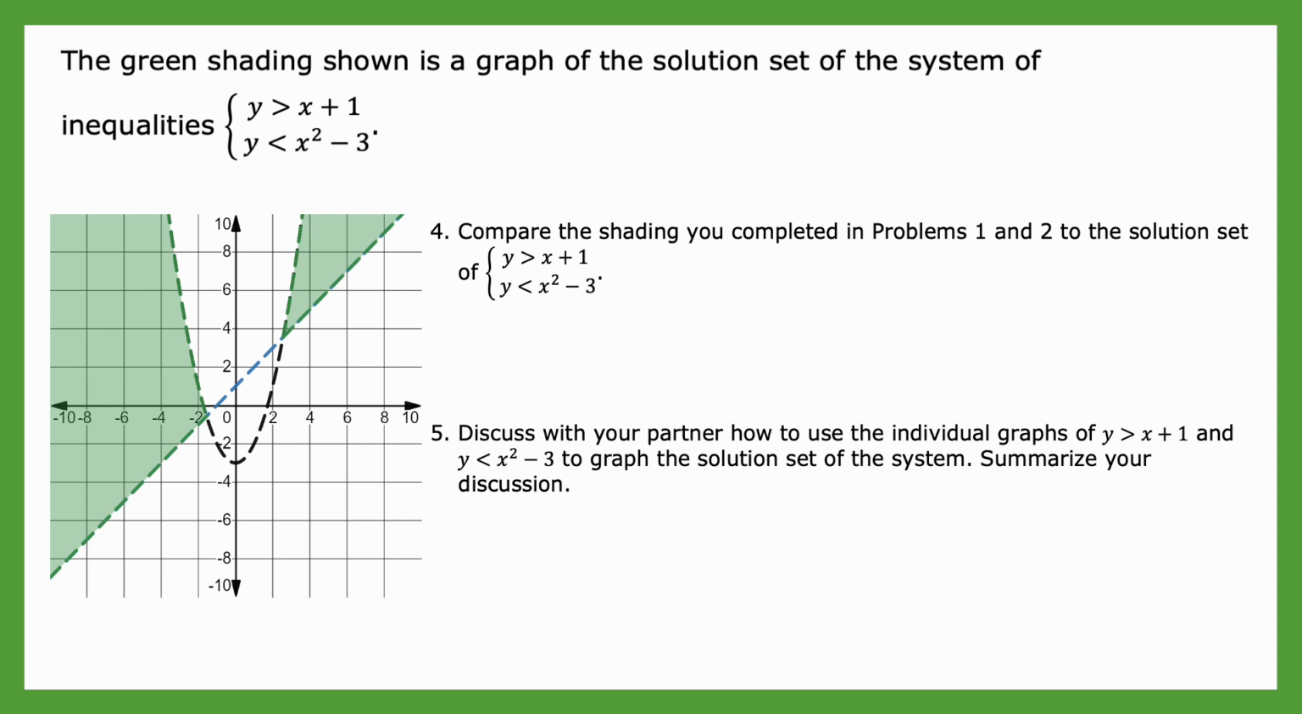Okay, third box. The green shading shown is a graph of the solution set. So they have already done that overlap shading for us. So notice how it's above the linear function, but outside or below the parabola. So it's above the line, but below the parabola. So that's why it's only in that gray section, or for me, green section.